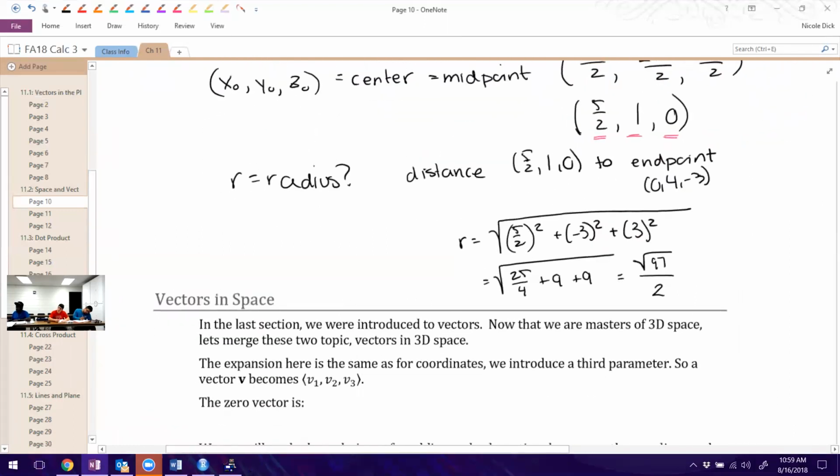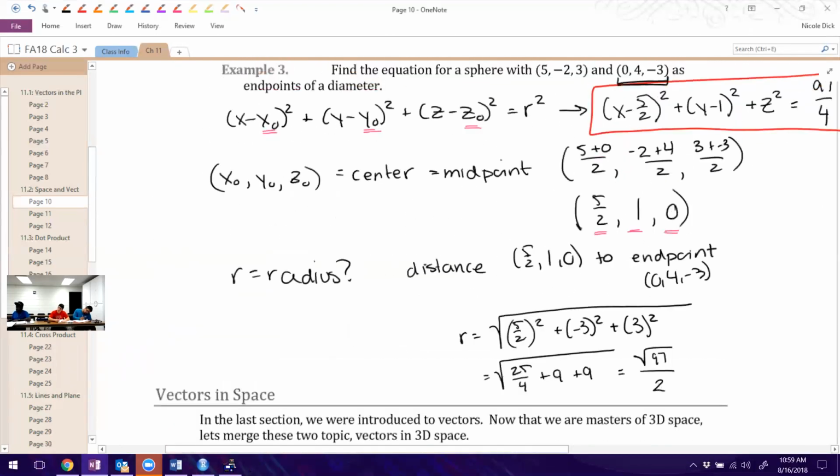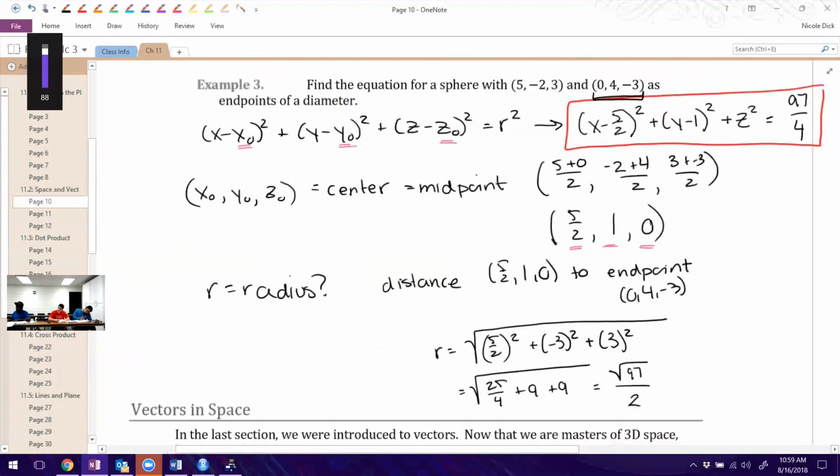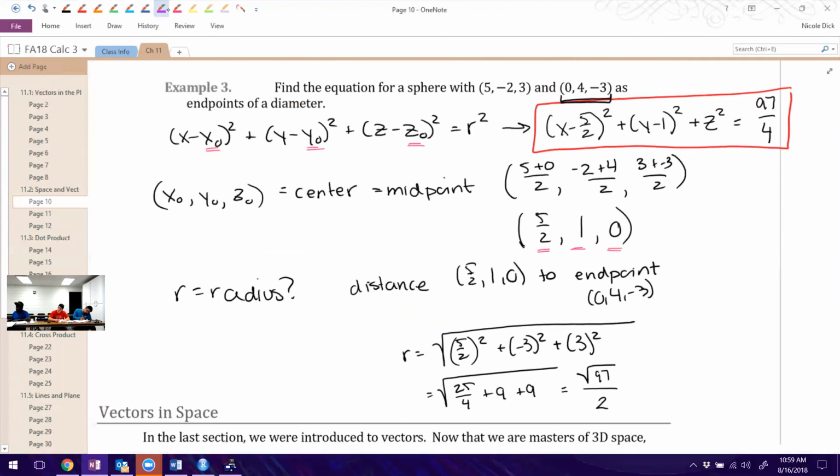Questions so far? Yeah, so if I find a midpoint, do you just choose any one of the points, like the coordinates given? So like for this part right down here? Yeah.